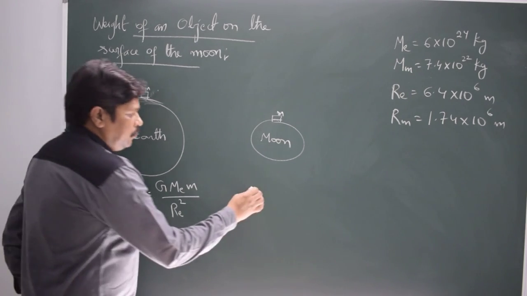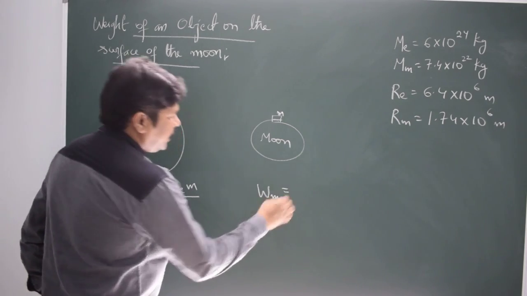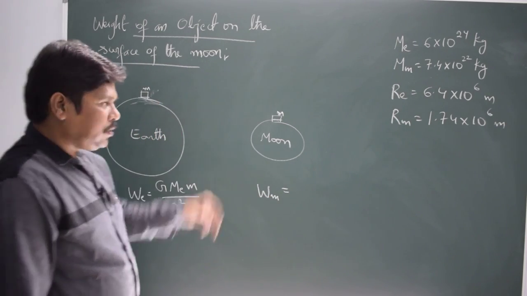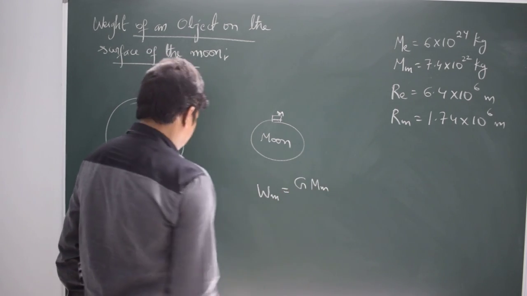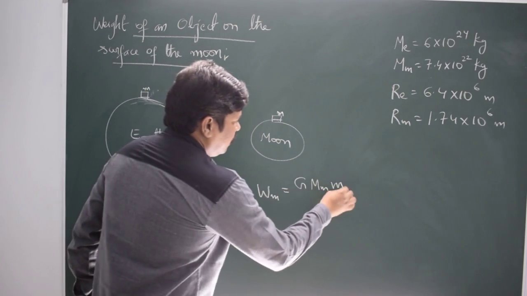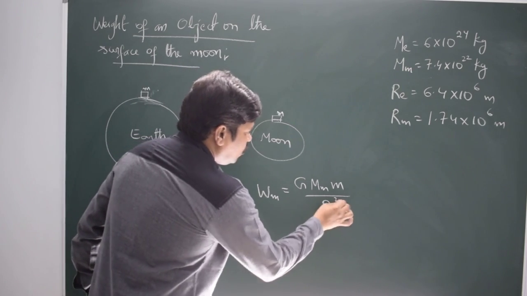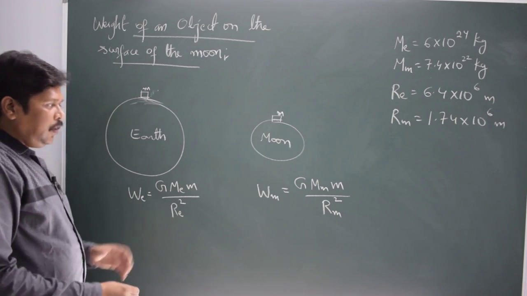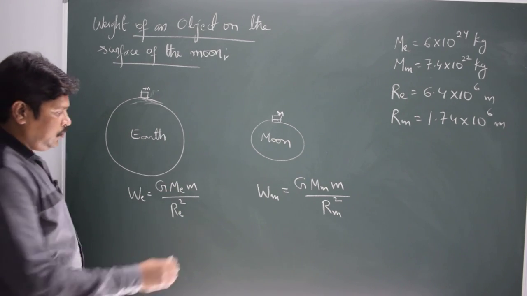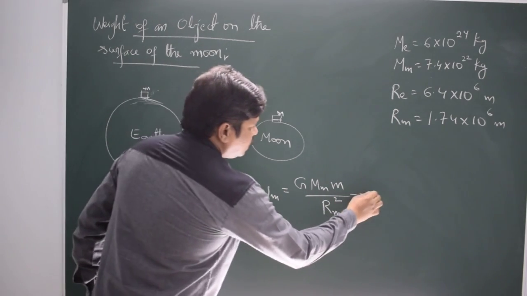If it is taken to the moon, the weight of that same object on the moon will be G, mass of the moon, m, by Rm square, radius of the moon square. Now if I have to find out how many times it will reduce, I'll take this one as 1, this one as 2.